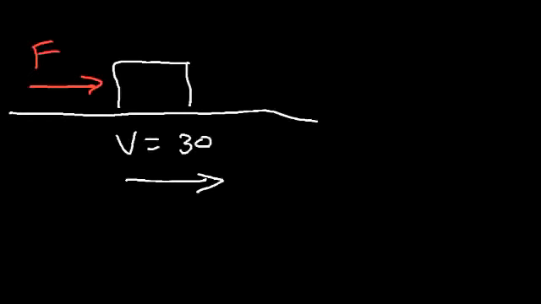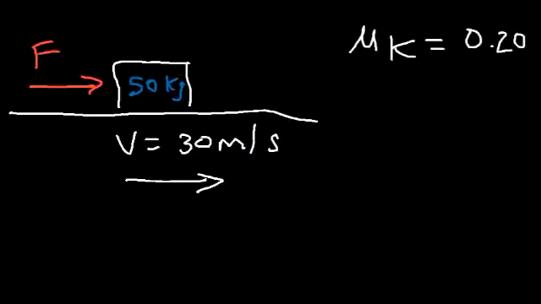Now here's another example. Let's say you're applying a force and the object is moving at a constant speed of 30 meters per second, and it's a 50 kilogram object, and because it's moving, we don't need static friction. So let's say mu k is 0.20. What is the force applied on the block? Now, how would you answer this question?